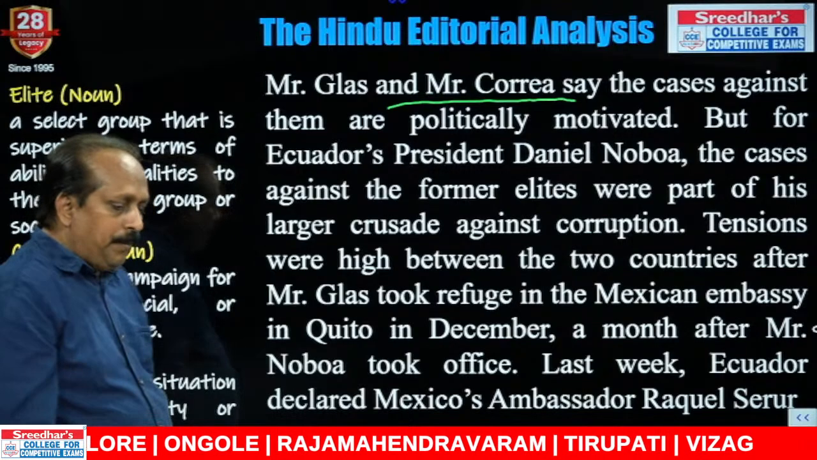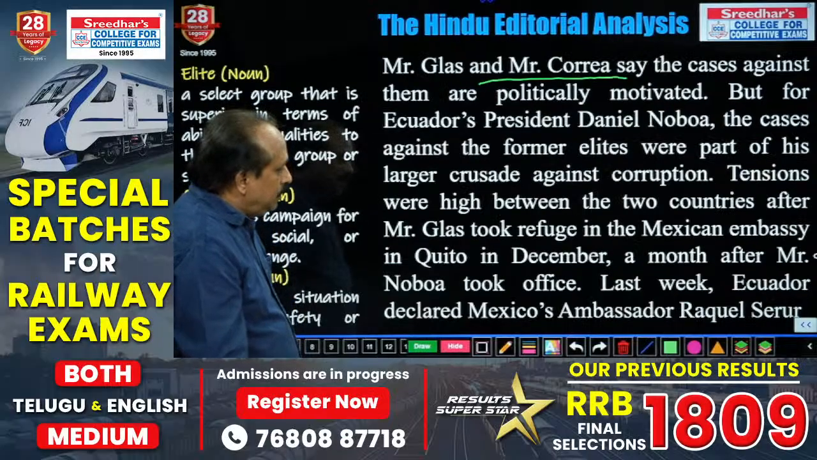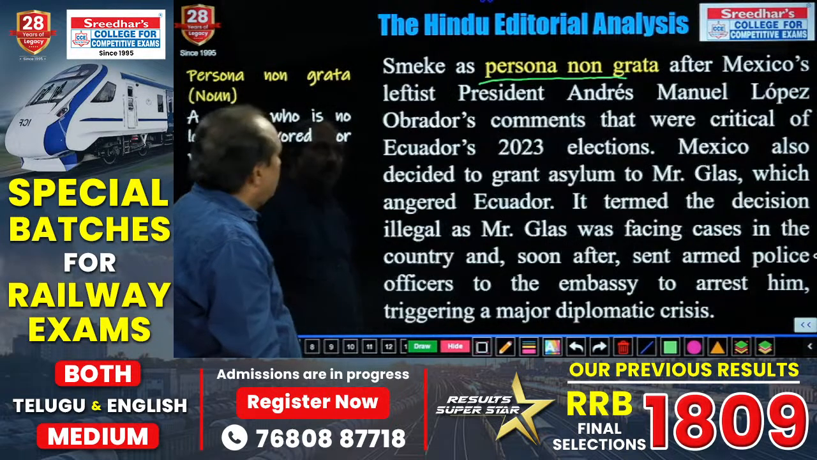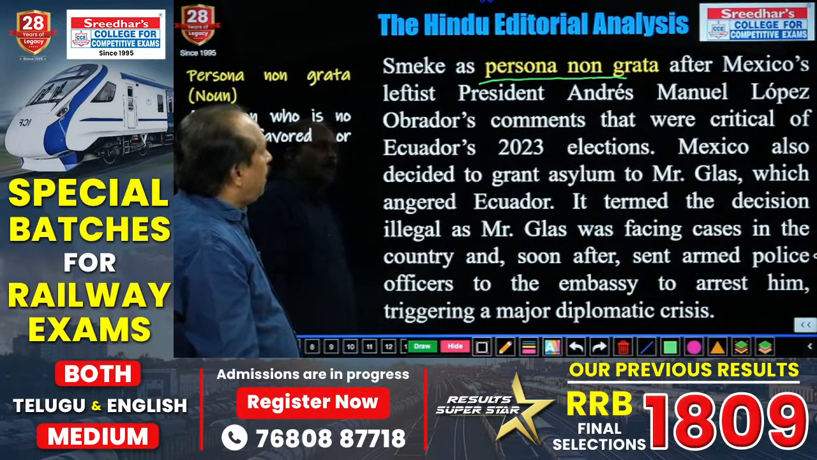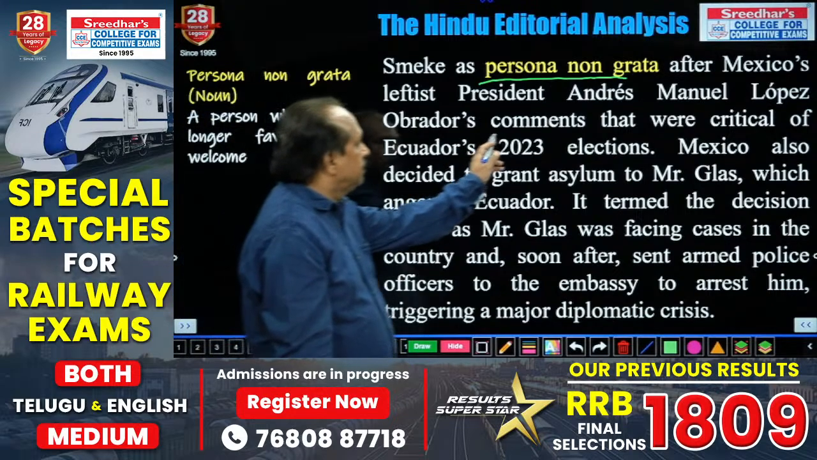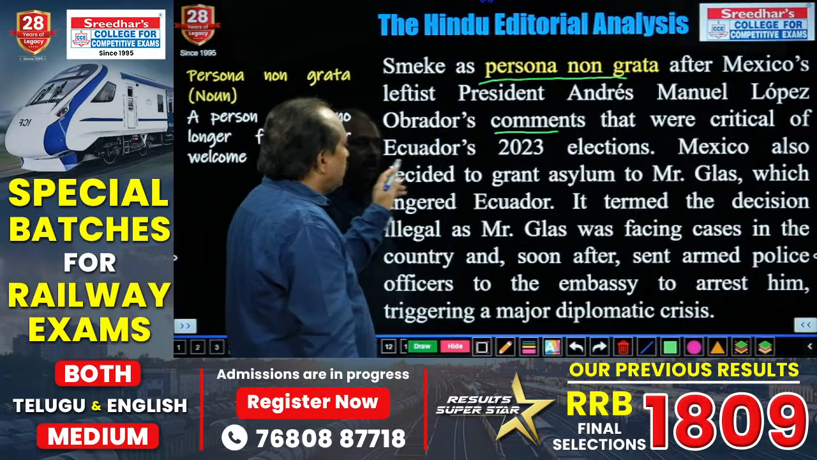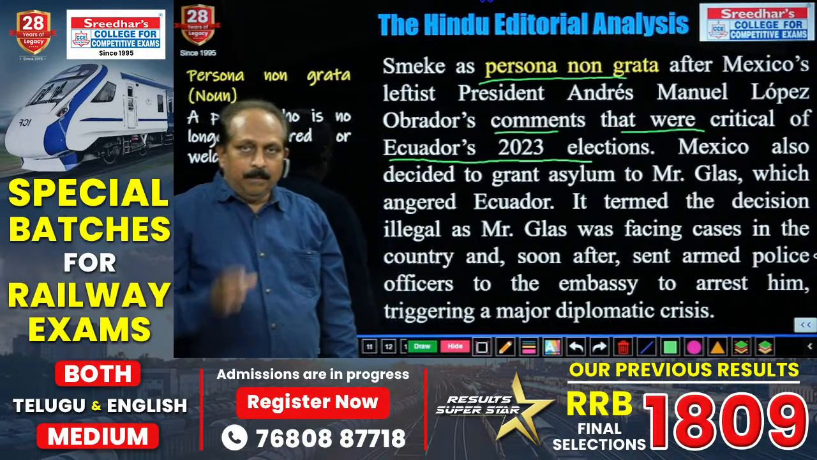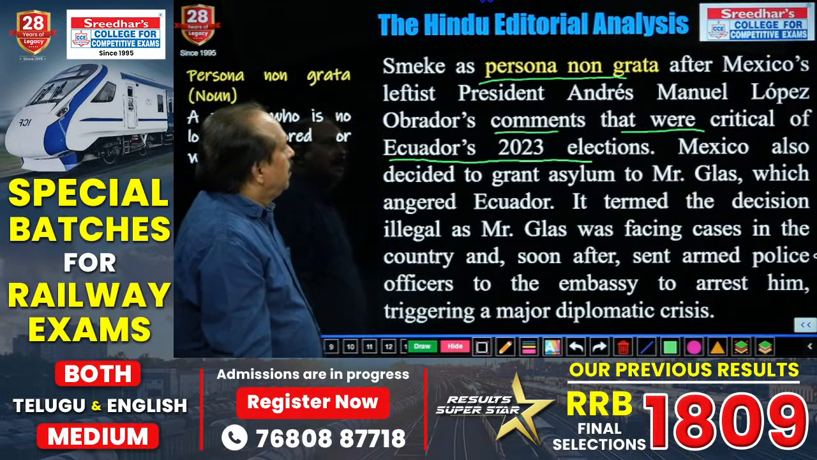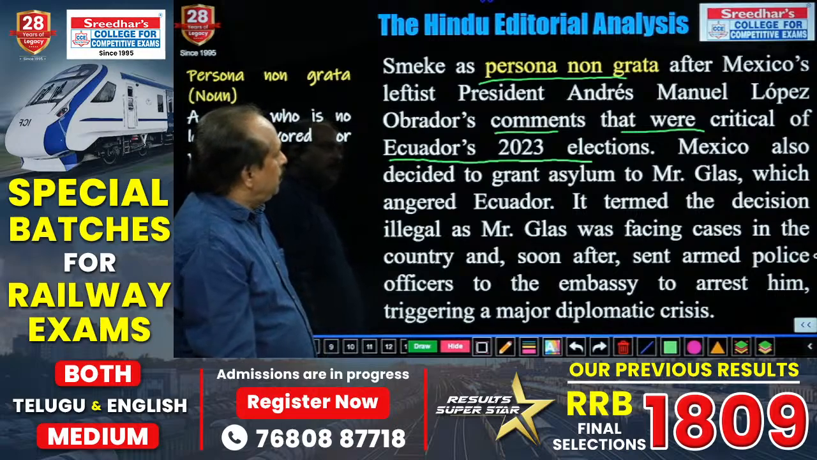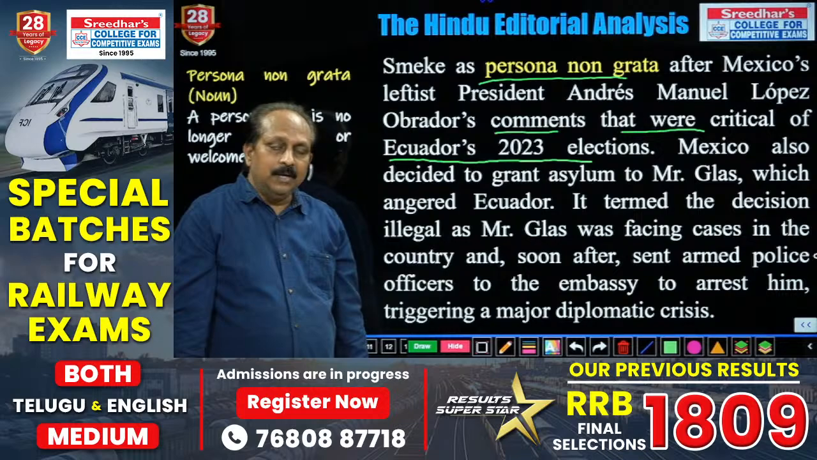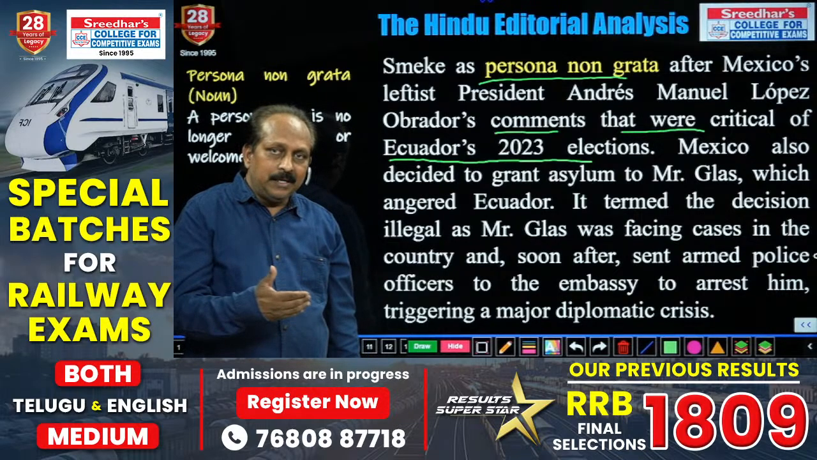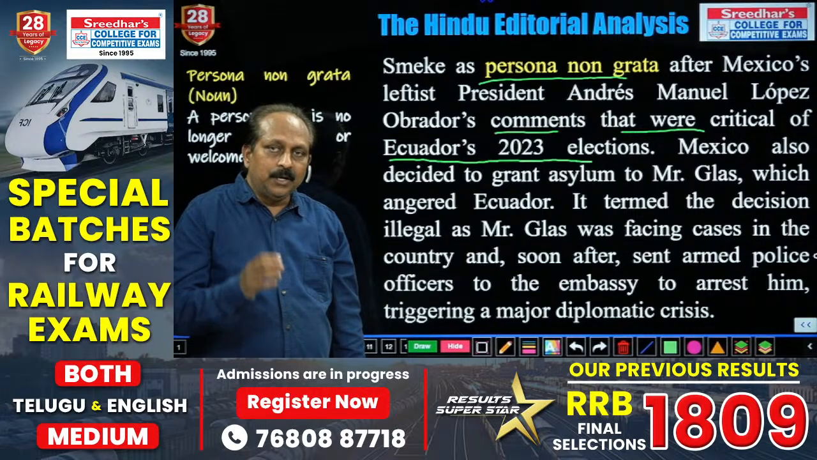Last week something happened. What happened? Last week, Ecuador declared Mexico's ambassador, Raquel Serur Smeek, as persona non grata after Mexico's leftist president Andres Manuel Lopez Obrador's comments that were critical of Ecuador's 2023 elections. Last week, something happened. What happened? Mexican President Andres Manuel Lopez Obrador passed some comments related to elections that happened in 2023 in Ecuador. And these comments were critical.